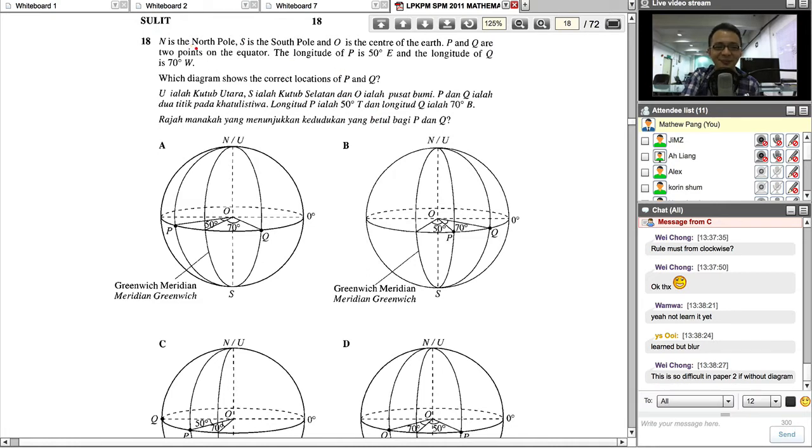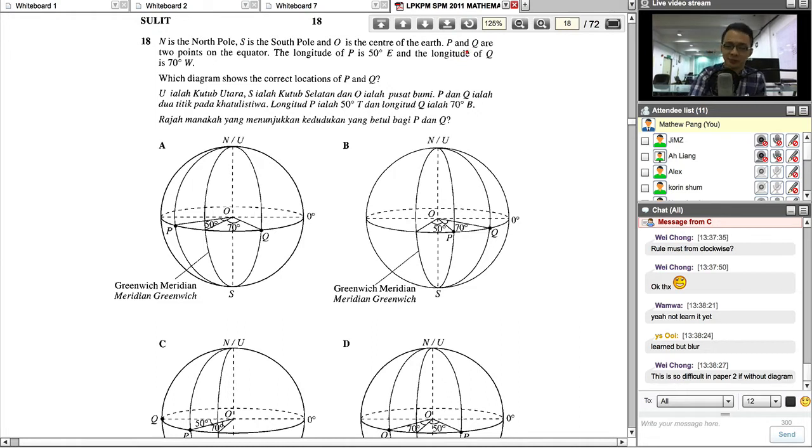Alright. N is the north pole, S is the south pole, and O is the center point. This is nothing special. P and Q are 2 points on the equator. Equator means on the center one. And then the longitudes: P is 50E. So basically it tells you P is 50E, and Q is 70W.